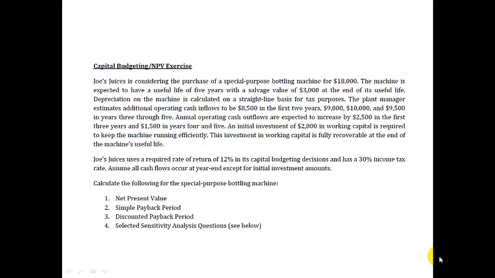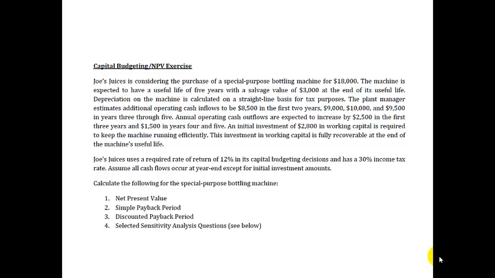Hi everyone, let's look at Joe's Juices as an example of a capital budgeting or net present value exercise. Joe's Juices is considering the purchase of a special purpose bottling machine for $18,000. The machine is expected to have a useful life of 5 years with a salvage value of $3,000 at the end of its useful life.